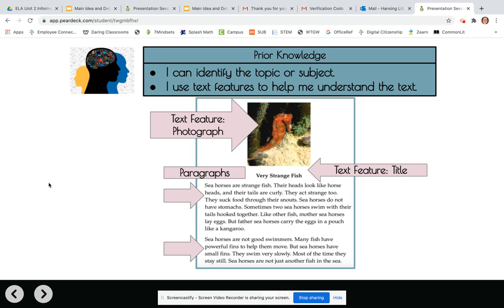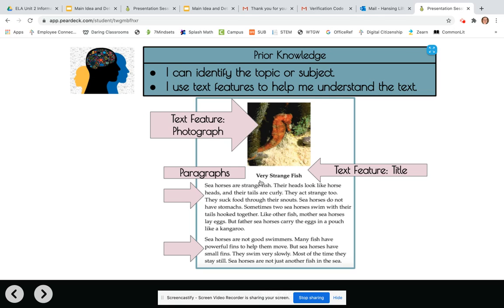Before we learn about main idea, let's review what you already know about topics and text features. In second grade, you learned to identify the topic or subject. You also learned to use text features to help you understand the text. For example, I bet you've already noticed this colorful photograph and that you know it gives a clue about what the text is going to be about.